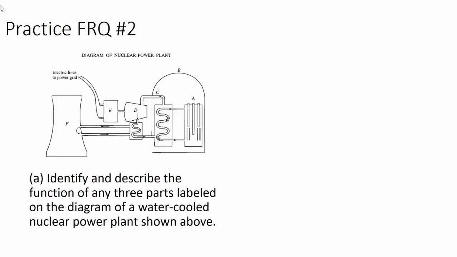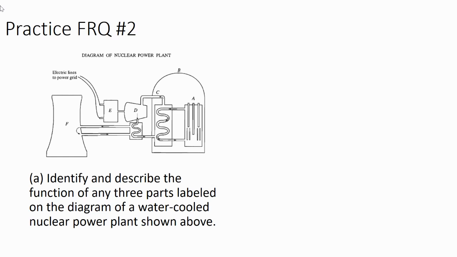All right, guys, so here's a practice FRQ for this topic. Here you'll see this is a diagram of a nuclear power plant. And in our question here, it says, identify and describe the function of any 3 parts labeled on the diagram of our water-cooled nuclear power plant shown above. So if you want to pause the video at this point and answer your practice FRQ, please do so.